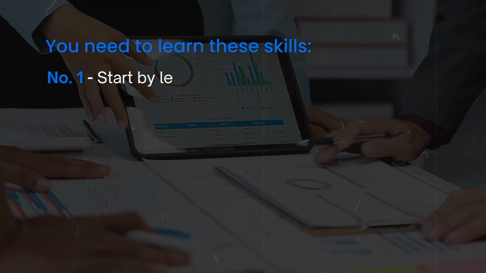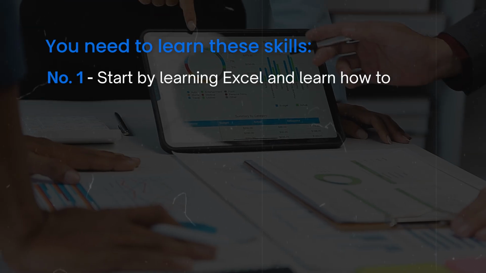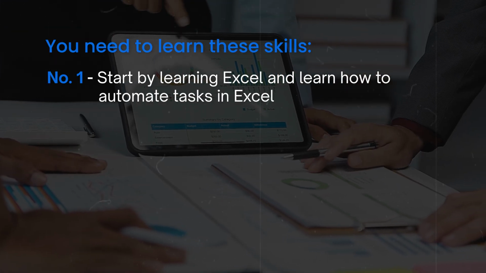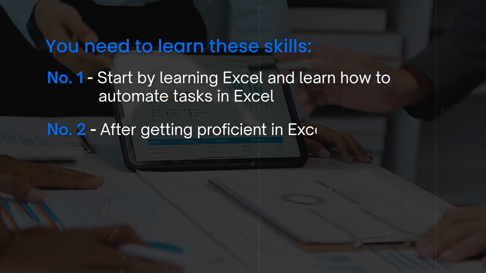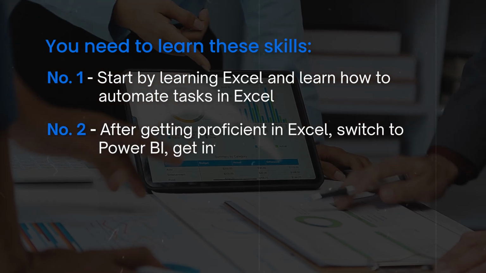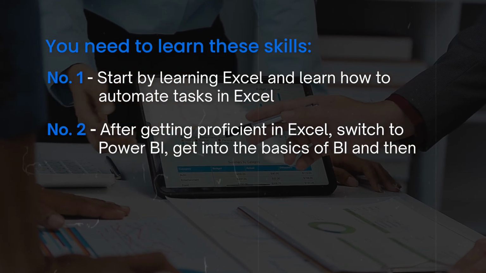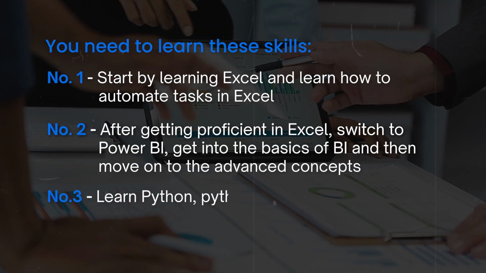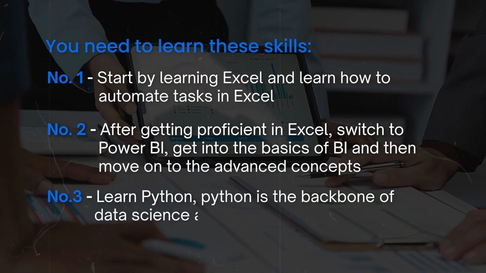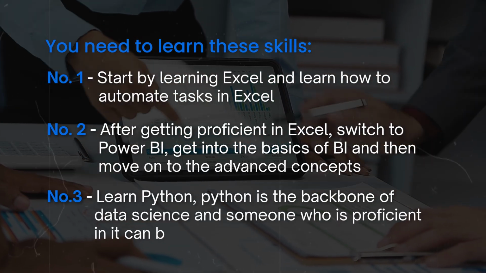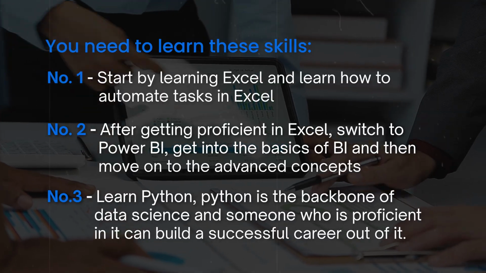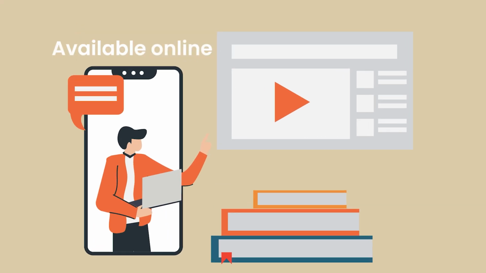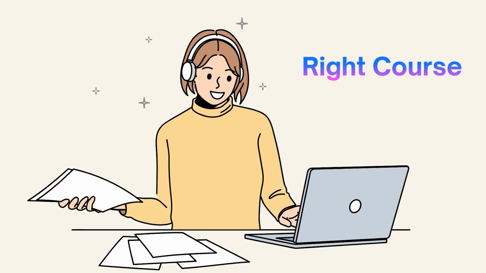Number 1, start by learning Excel and learn how to automate tasks in Excel. Number 2, after getting proficient in Excel, switch to Power BI, get into the basics of BI and move on to the advanced concepts. Number 3, learn Python. Python is the backbone of data science and someone who is proficient in it can build a successful career out of it. There are plenty of courses and videos available online. Start by finding the right resource and take a step forward.